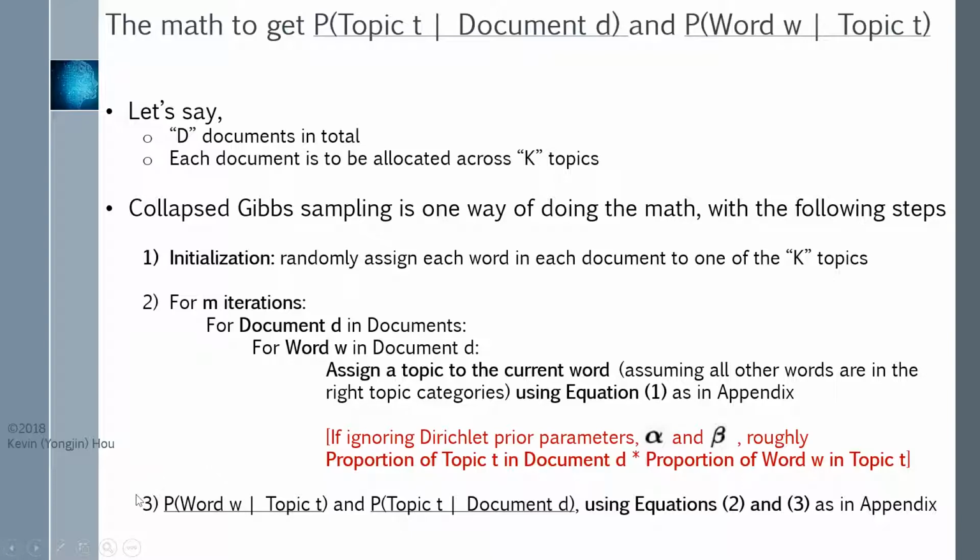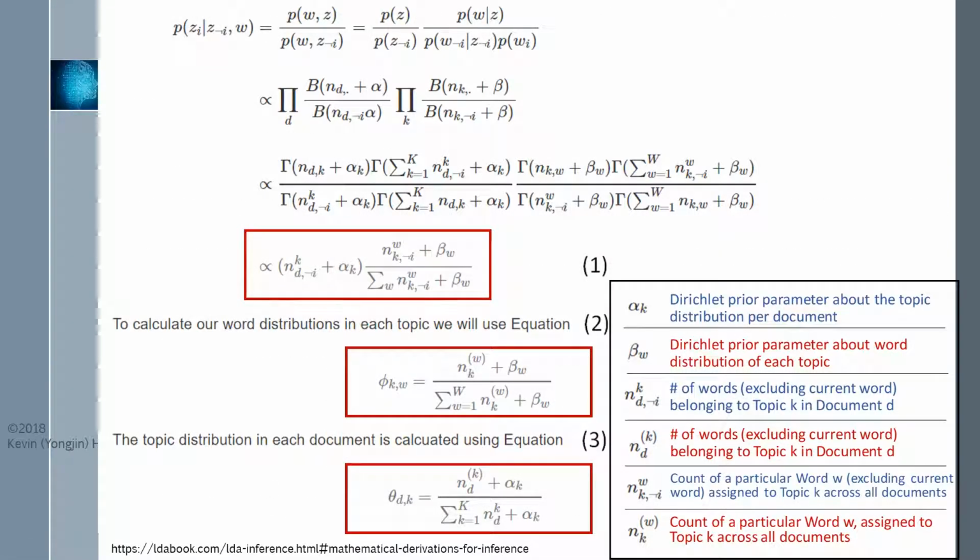And after we're doing all this, we also can calculate, for each given topic T, what the word distribution is, or given each document D, what the topic distribution is. This actually is our very original intention of doing topic modeling: using computers to figure that out, to answer the question of topic distribution without humans labeling or annotation. And again, the formulas are in the appendix.